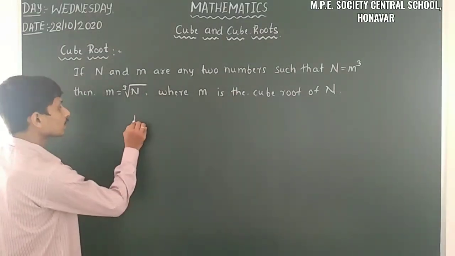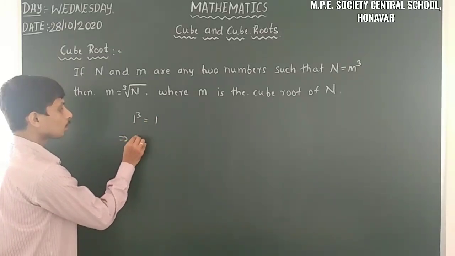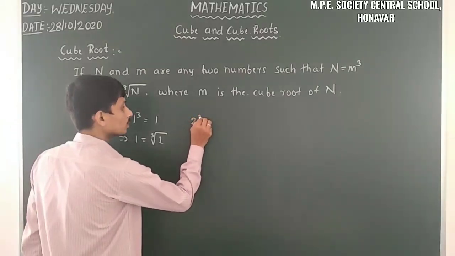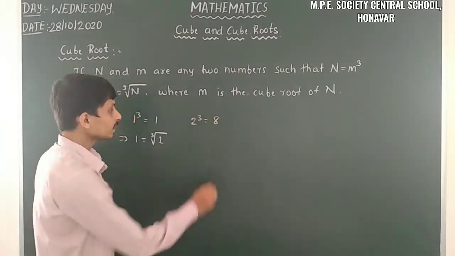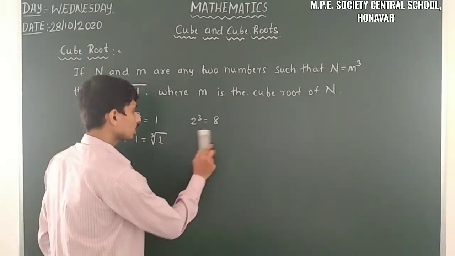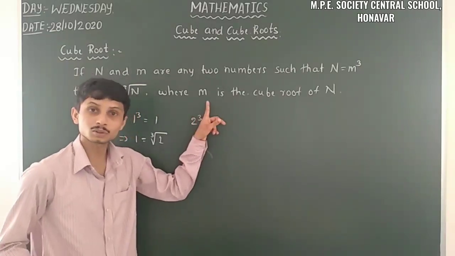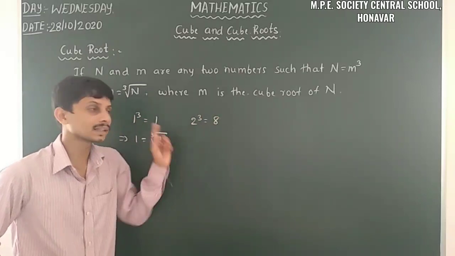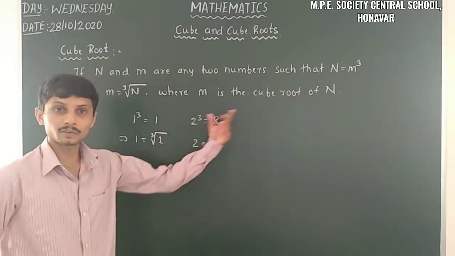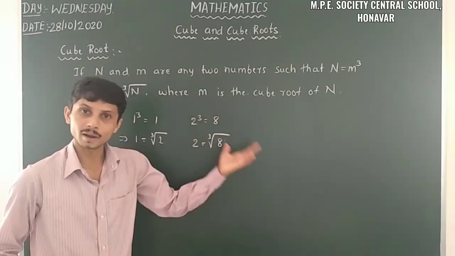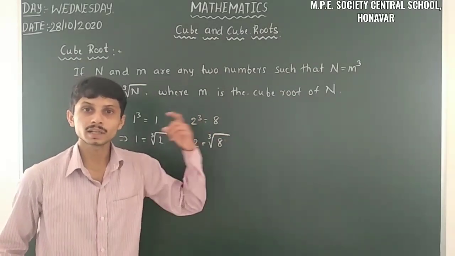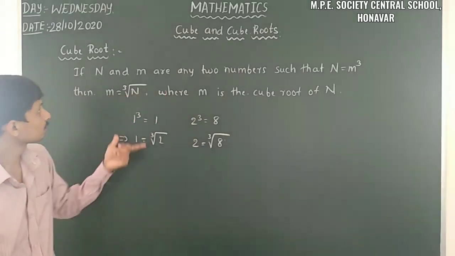So we know that one. That is, here 1 cube is equal to 1. So this implies 1 is equal to cube root of 1. You can also take 2 cube is equal to 8. That means here cube root of 8, or we can take it like that: we transpose the cube to the RHS side, it becomes 2 is equal to cube root of 8. Likewise it continues, 3 cube, 4 cube, like that. So we take the cube root of that perfect cube, and we get the cube root of that perfect cube. So this is the definition of cube root.